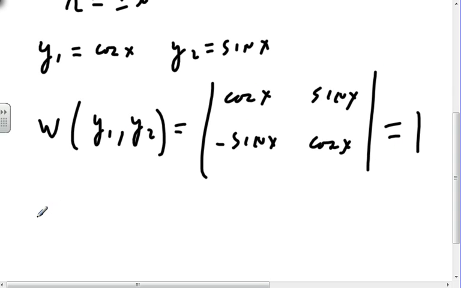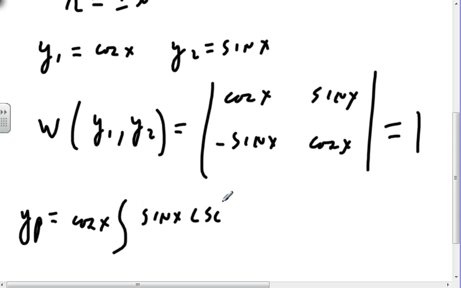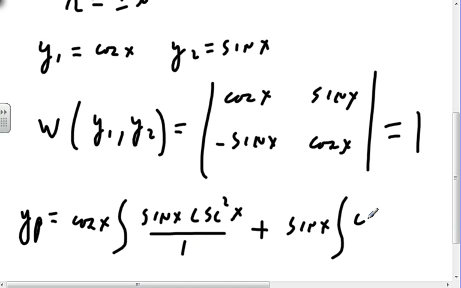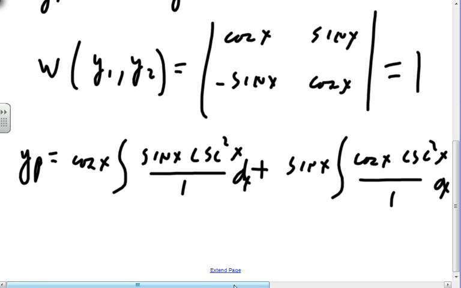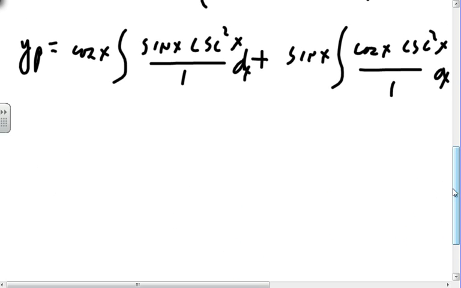What a deal. Okay, so y sub p is going to be equal to, looking at page 160 again, you don't do this without looking at that page, cosine x integral sine x cosecant squared x over 1, plus sine x integral cosine x cosecant squared x over 1. And again, I left off the dx's. Well, I certainly hope that one of those is actually solvable, don't you?